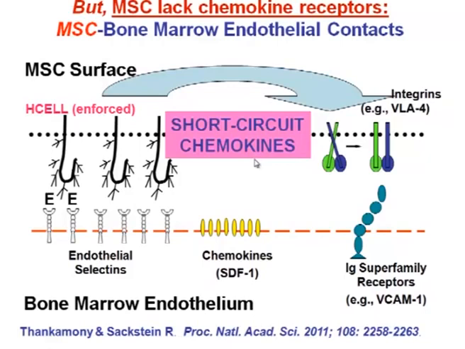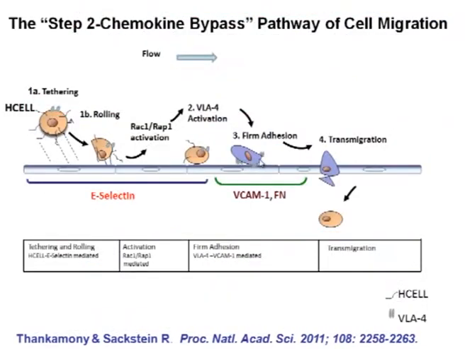We've worked out all of the molecular basis of this pathway, which is shown here in this cartoon. For those that are interested in this important biological nuance of the multi-step paradigm, I refer you to a journal publication in the Proceedings of the National Academy of Sciences of 2011, where we detail all the molecular processes involved in the binding of H-cell to E-selectin and the subsequent RAC-RAP activation of VLA4, such that the cell will then bind to VCAM and also fibronectin and transmigrate into the marrow parenchyma.